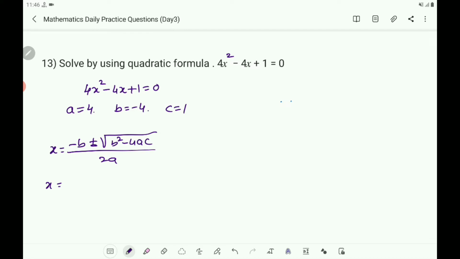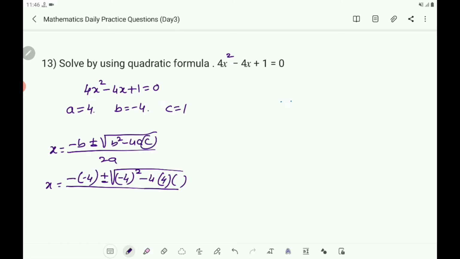Then x equals, you write minus, and what is the value of b? Value of b is minus 4, so you write that in the bracket, minus of minus 4, and you write plus or minus whole root b square minus 4ac. What is the value of b? Value of b is minus 4, so you write minus 4 whole square, and you write minus 4, and you must write the value of a and c. What is the value of a? Value of a is 4.